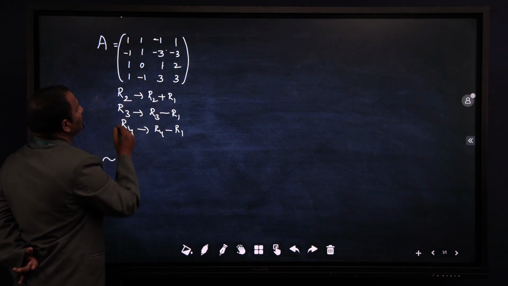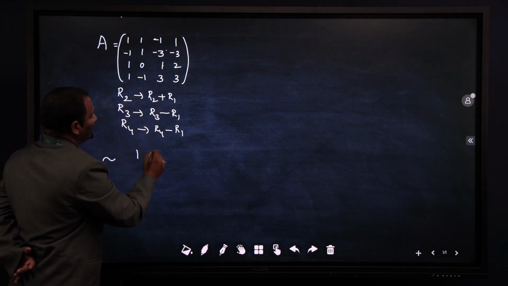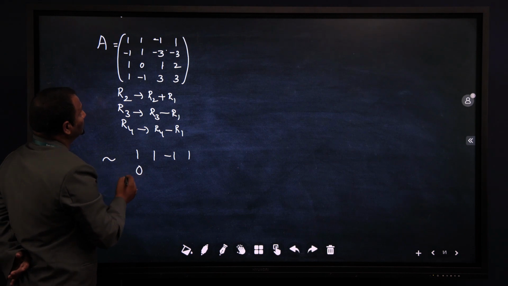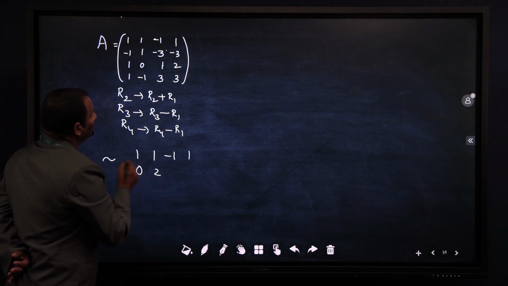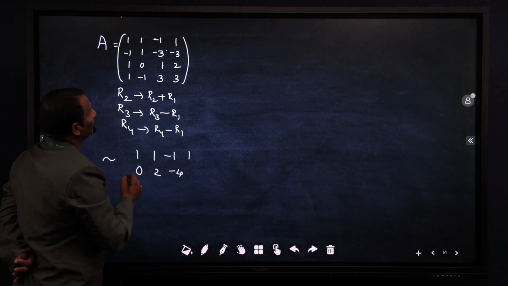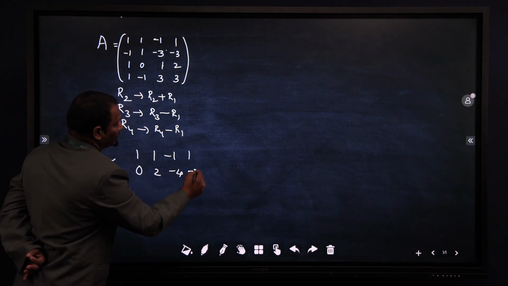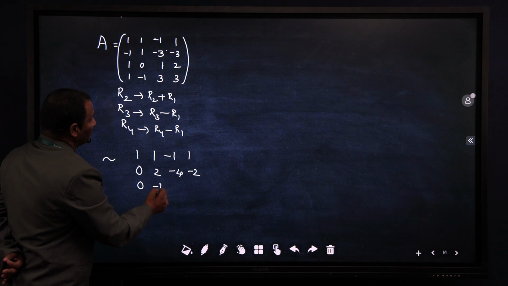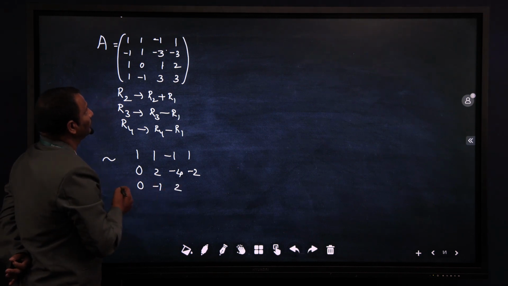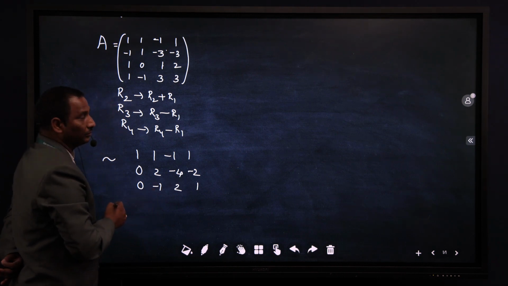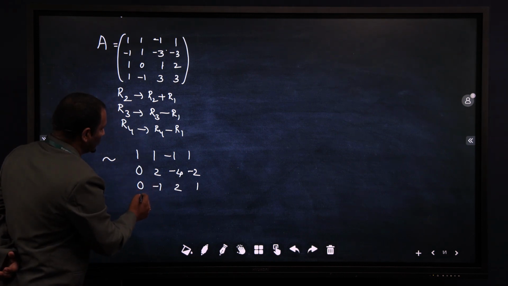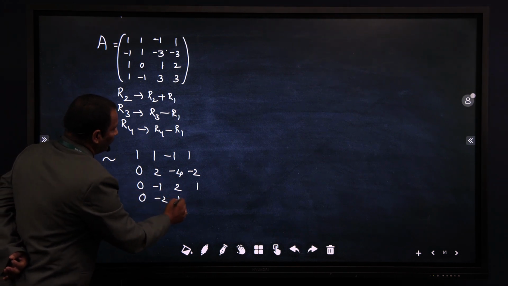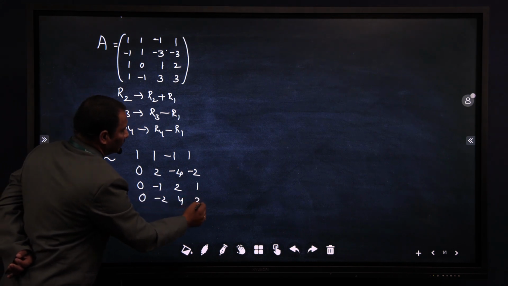R2 implies R2 plus R1. So write the first row as it is: 1, 1, minus 1, 1. R2 plus R1 gives 0, 2, minus 4, minus 2. Next, R3 minus R1 gives 0, minus 1, 2, 1. R4 implies R4 minus R1 gives 0, minus 2, 4, 2.